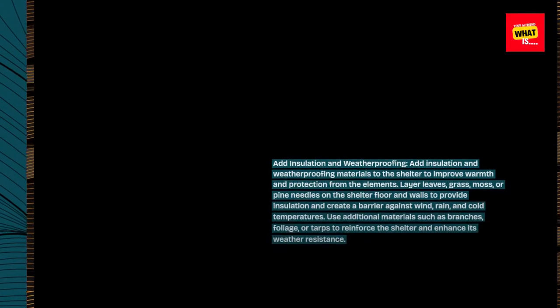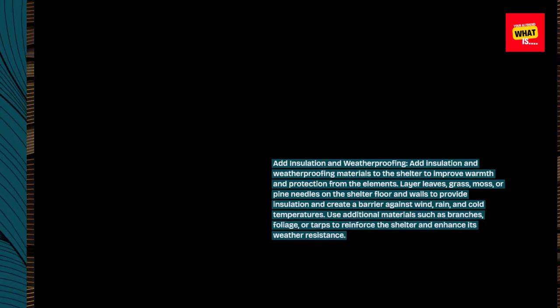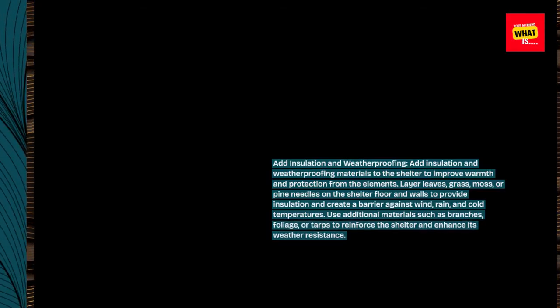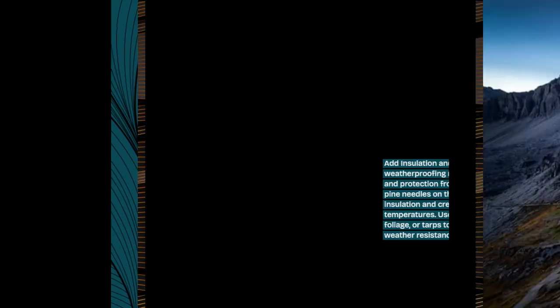Add insulation and weatherproofing. Add insulation and weatherproofing materials to the shelter to improve warmth and protection from the elements. Layer leaves, grass, moss, or pine needles on the shelter floor and walls to provide insulation and create a barrier against wind, rain, and cold temperatures. Use additional materials such as branches, foliage, or tarps to reinforce the shelter and enhance its weather resistance.